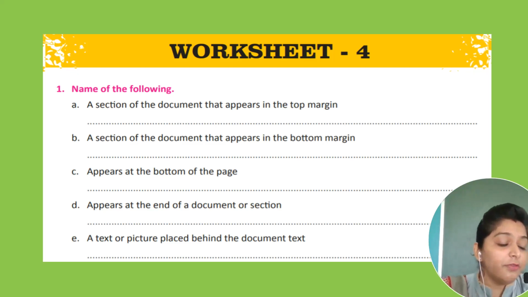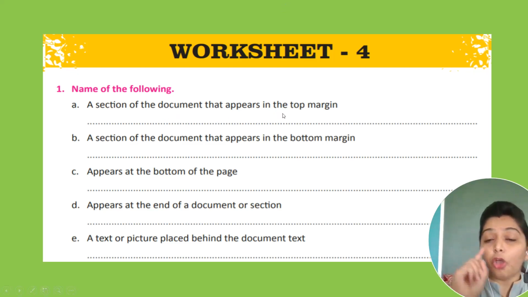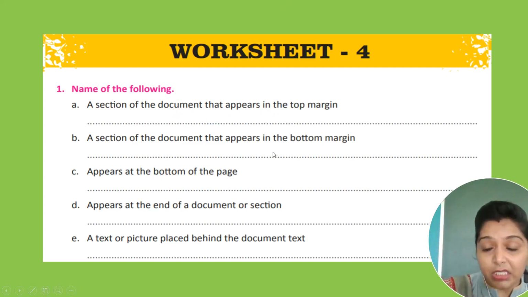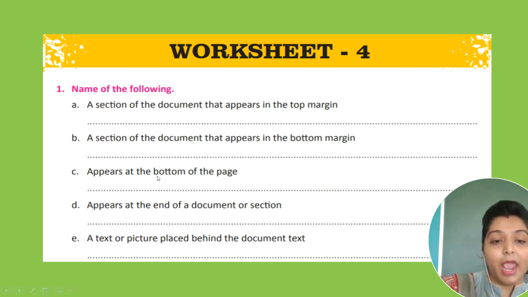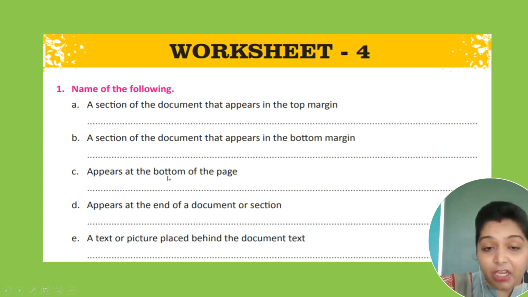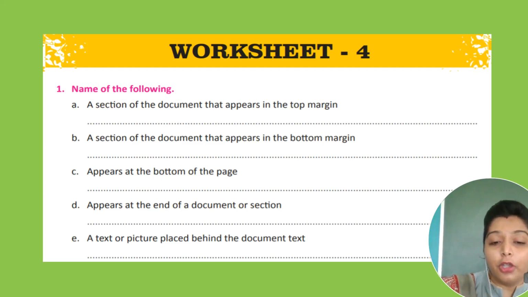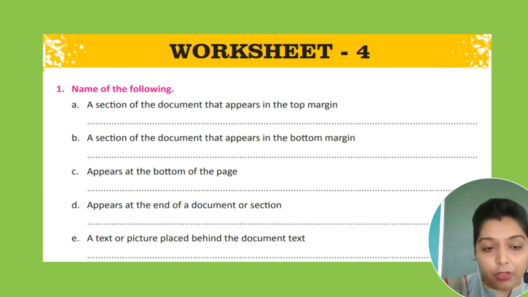So dear children, this is a worksheet in your textbook, on page number 42. Questions 1, 2, 3, I will discuss with you, and then you will do it on your own. A section of the document that appears in the top margin. Ma'am just told you, top margin, that is header. A section of the document that appears in the bottom margin. Now only we discussed, that is footer. Then C appears at the bottom of the page. In this video lesson you have studied, that is the footnotes.